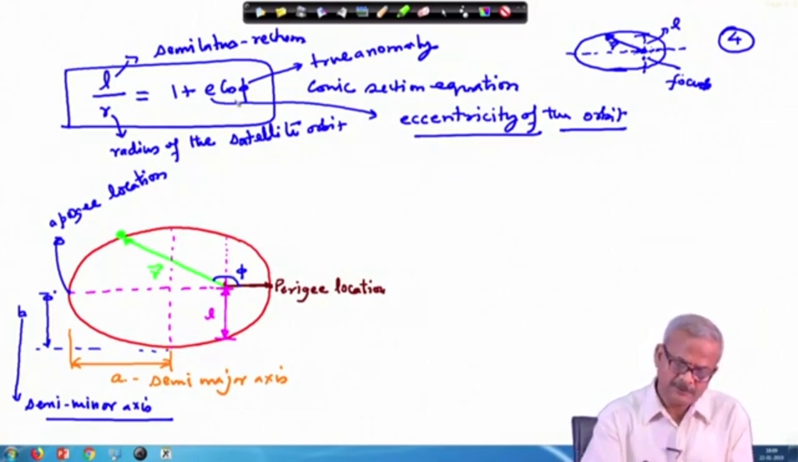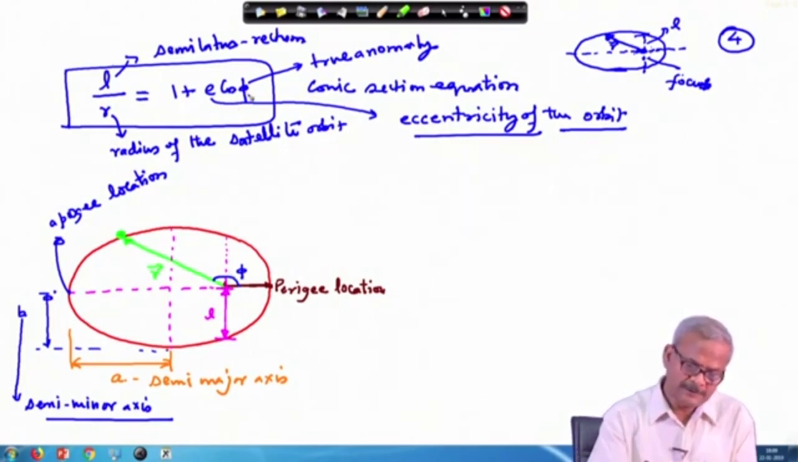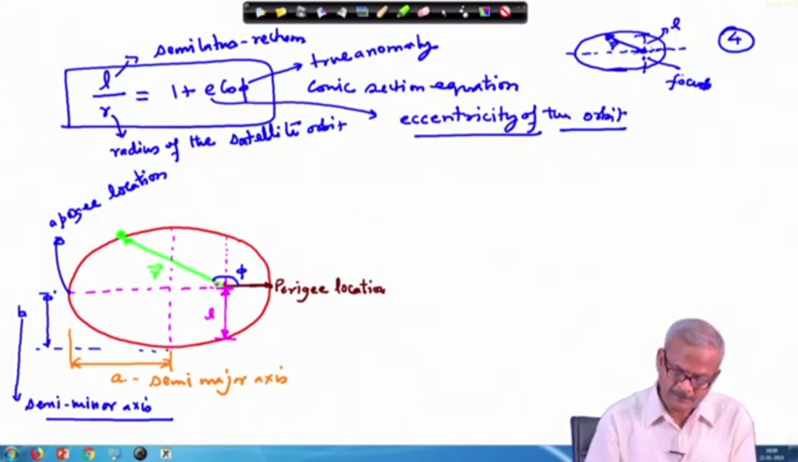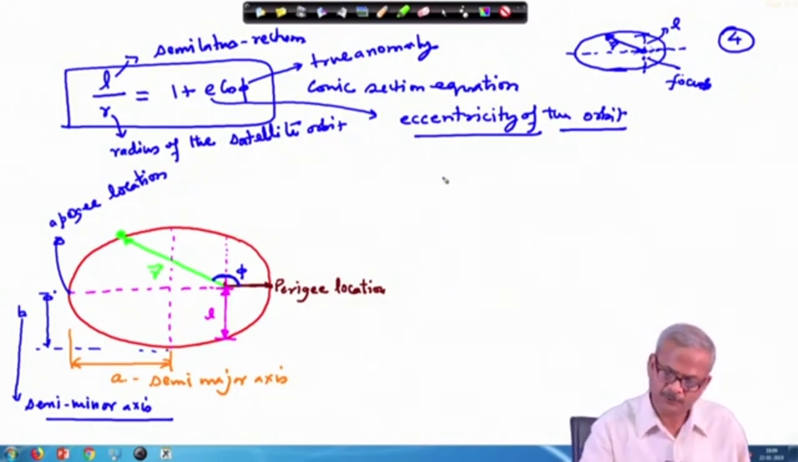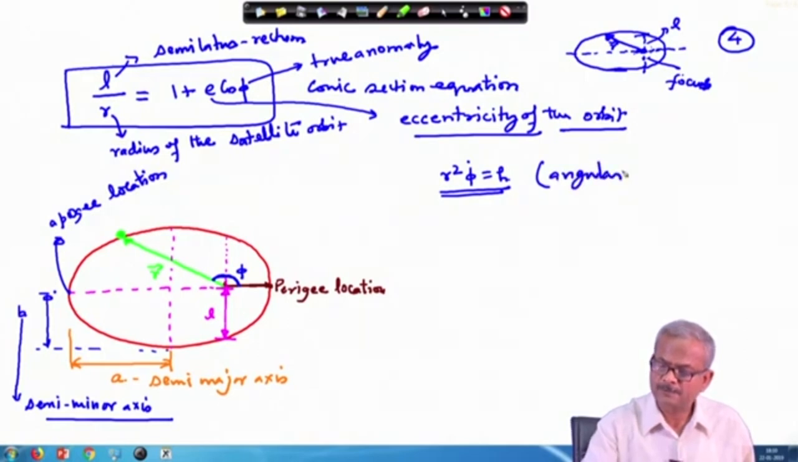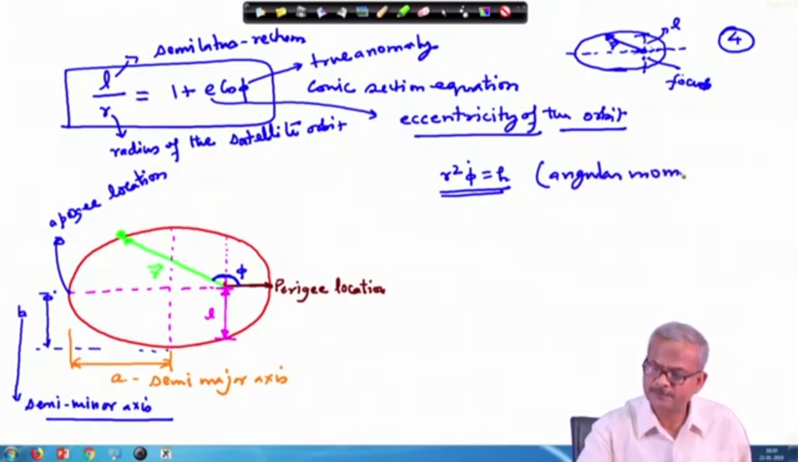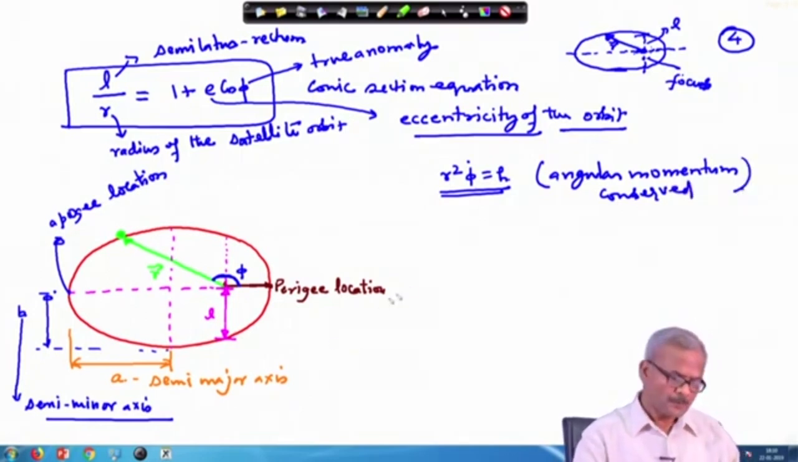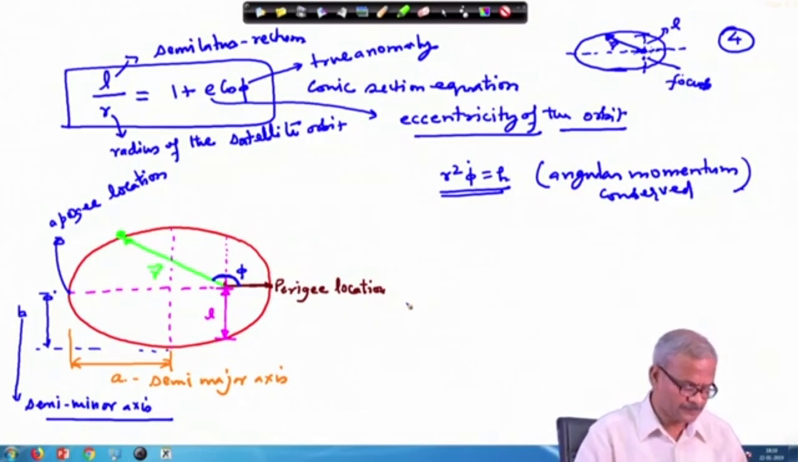So, here this is the conic section equation. From there we can get the rate at which this phi changes. This is a simple differentiation, and moreover, because the angular momentum is conserved in such kinds of orbits under central force motion, this equation is also applicable and always valid. Now, we are ready to take it to the next stage.